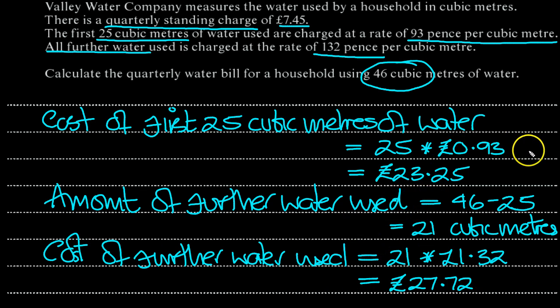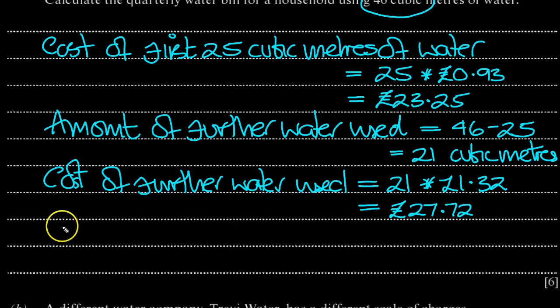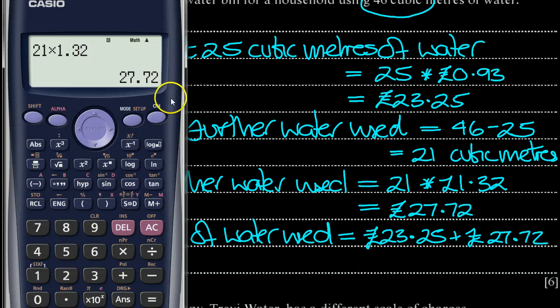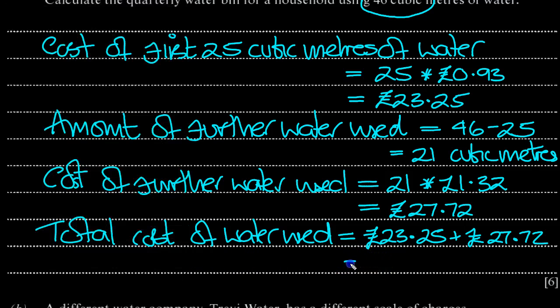Okay, so we've got that then. So the total cost of water used then is equal to the 23.25 plus the £27.72. So we've got the 27.72 in there, add 23.25 to it, and we end up with £50.97.